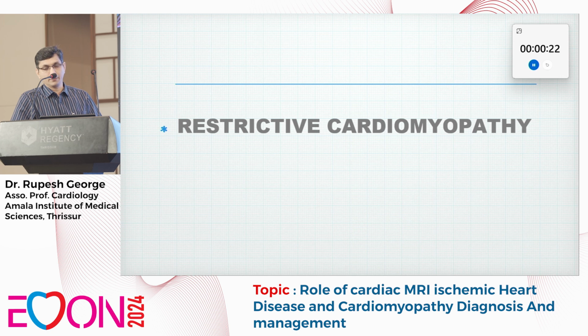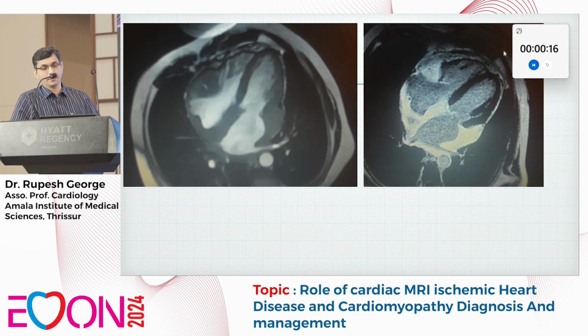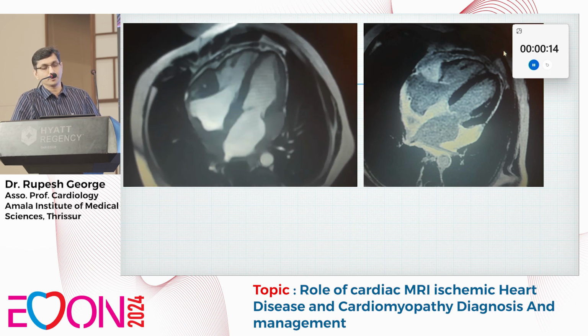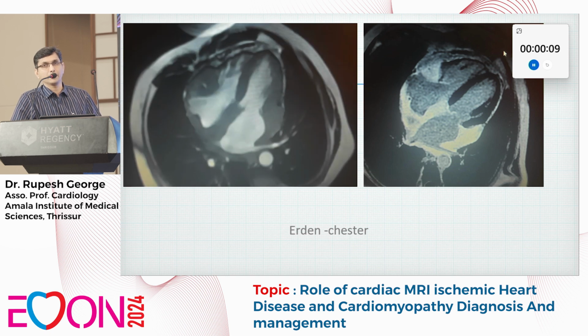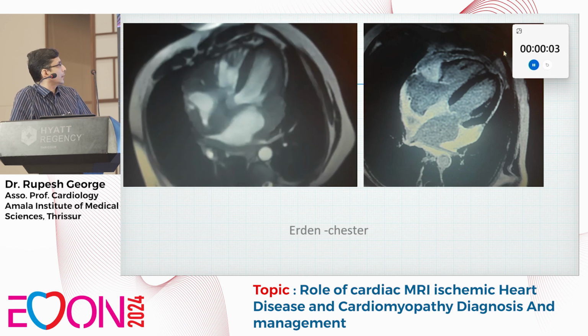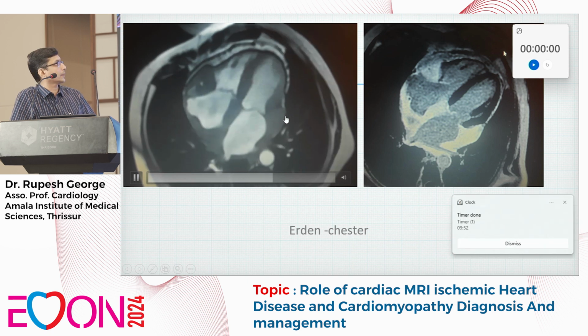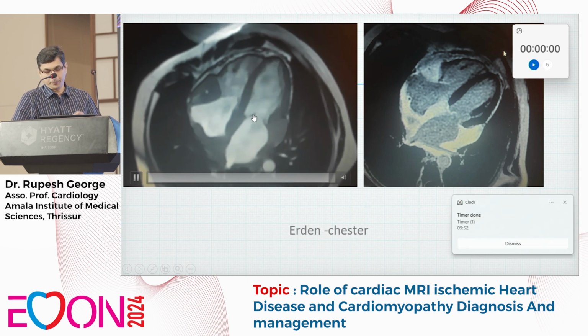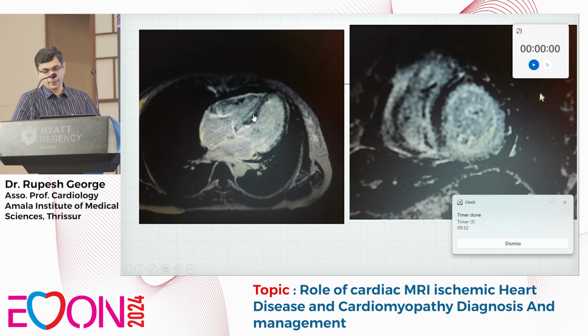Now a word about restrictive cardiomyopathy: thick hearts with heart failure can be features of restrictive cardiomyopathy. This was a case of infiltration by histiocytes, Erdheim-Chester disease. You can see thick tissue in the right coronary region, left circumflex region, and the interatrial septum. That is a feature of tumor infiltration. There was global enhancement. I will take only 20 more seconds.